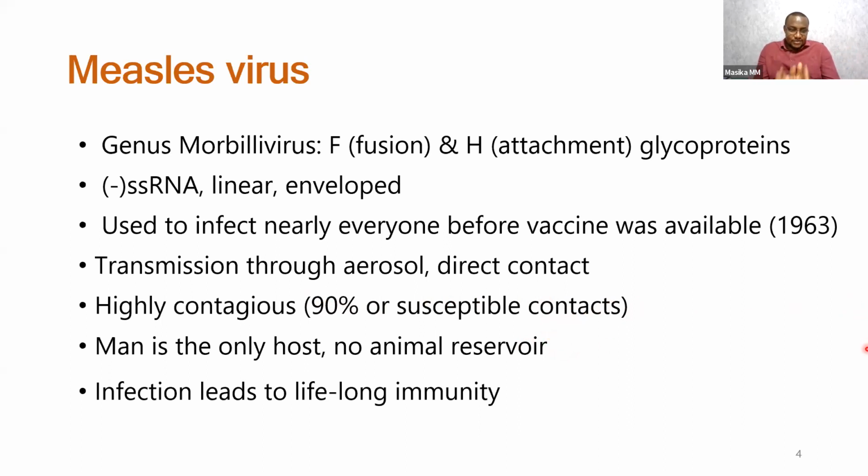So when the man is the only host, it means if we give all human beings and their babies the vaccine, then nobody will be having measles. So then measles can disappear. But we haven't achieved it yet. Maybe you guys will tell me why.